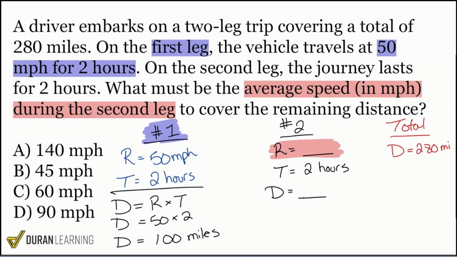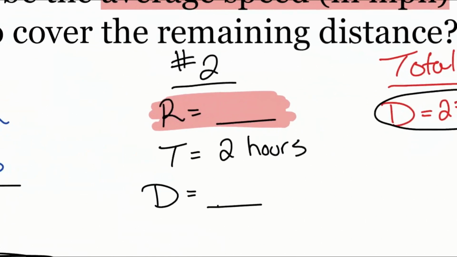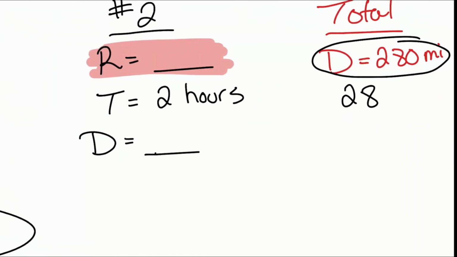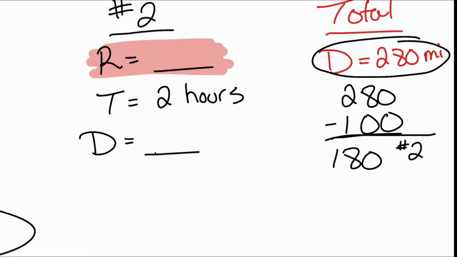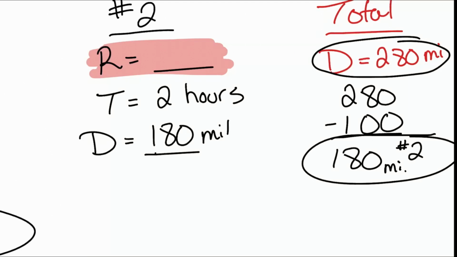So, help me out. If we know that our first leg's distance is 100 miles, and the total distance is 280 miles, what operation did we say we would do? Subtraction all the way, exactly. And so let's go ahead and subtract. 280 minus 100, that's going to give us 180. 180 for the second leg. So this is leg number 2's distance. I'll plug that in right there, 180 miles.